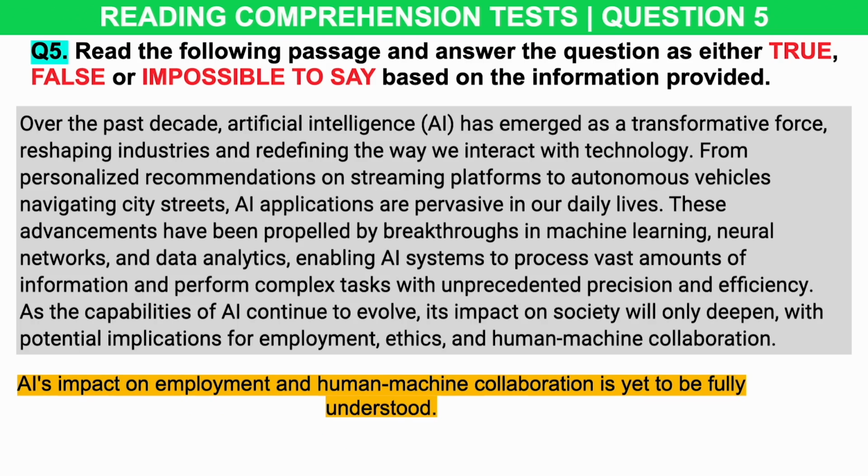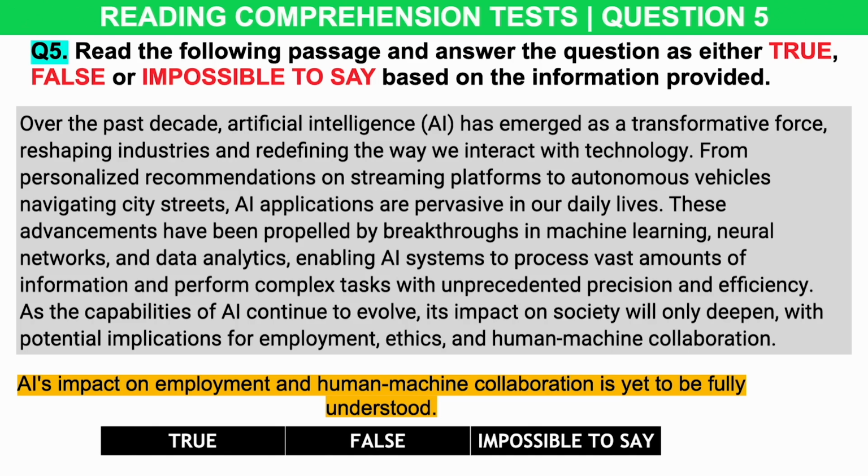AI's impact on employment and human-machine collaboration is yet to be fully understood. Is the answer true, false, or impossible to say? Now, if you believe the statement is true, then it can be verified by the text. This means that the text must explicitly or implicitly mention something which proves the statement to be correct. In other words, you cannot make any assumptions about the text. Just as I mentioned before, there must either be direct evidence for the statement or a strong inference to support the statement. A strong inference is something to bear note here.